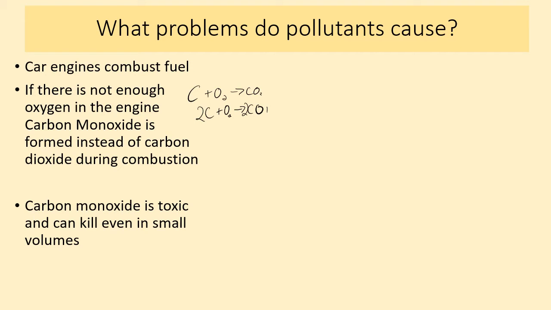The reason why is that carbon monoxide binds with the hemoglobin in our blood instead of oxygen. We can't get the oxygen to bind to the hemoglobin, so we cannot transport it around the body for respiration. So it takes a very small amount of carbon monoxide to kill people. And we can fix this using something called a catalytic converter. Catalytic converters will convert that carbon monoxide into carbon dioxide and some water as well.